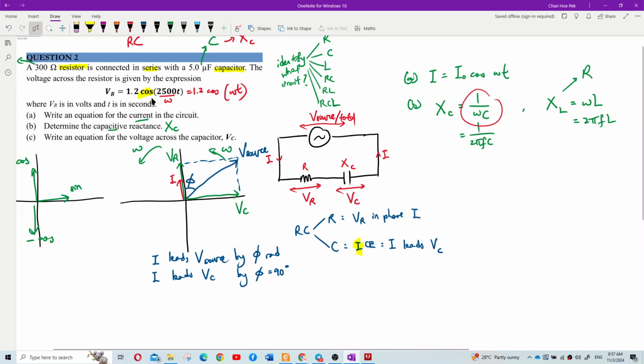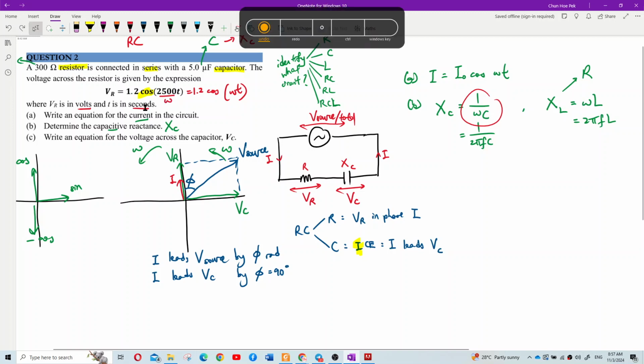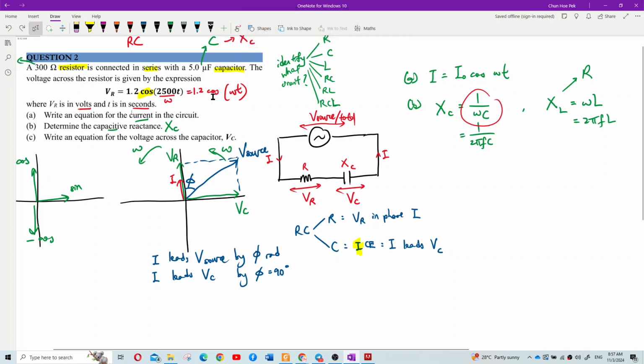Be careful with the unit also. VR is in volt. This one is in second. Sometimes it can be millisecond. Understand? So be careful with the unit. If this time is in millisecond, then the omega is also not in SI unit anymore, it's in per millisecond. So be careful with all the units. Now it is second, okay, second is okay.